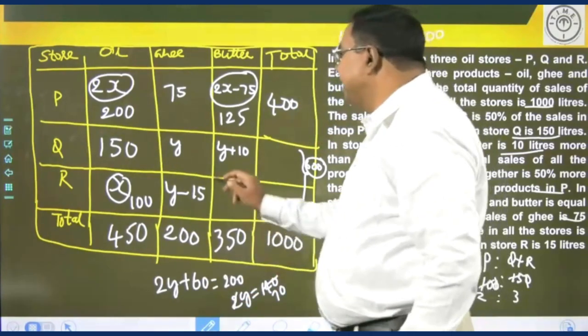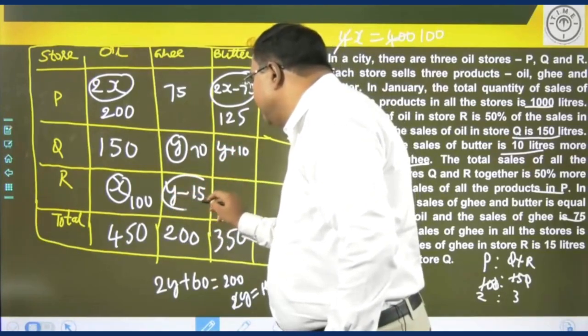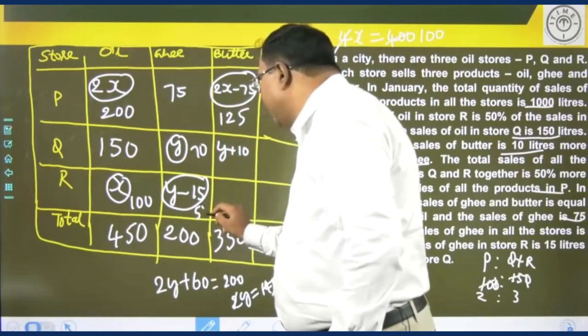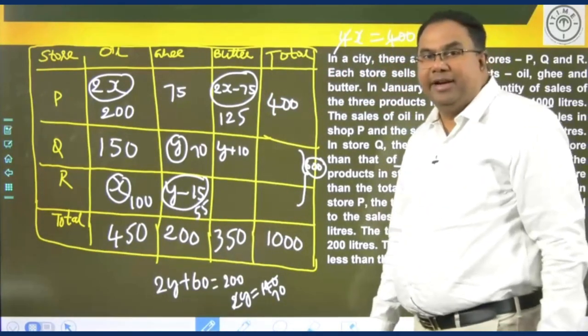So, y is 70. So, this is 70. 70 minus 15, this is 55. Just check whether you are getting 200 or not. 55 plus 75, 130. 130 plus 70 is 200.